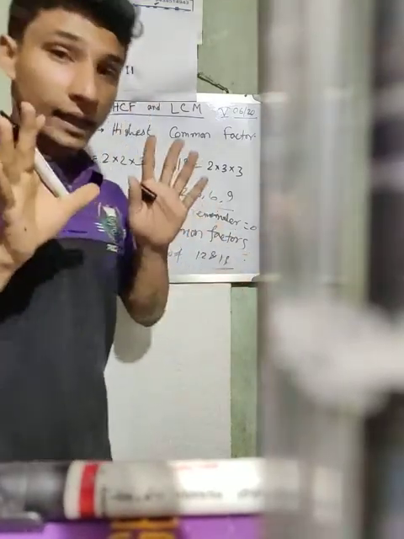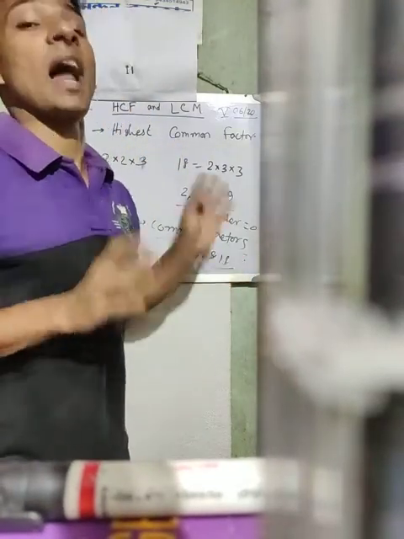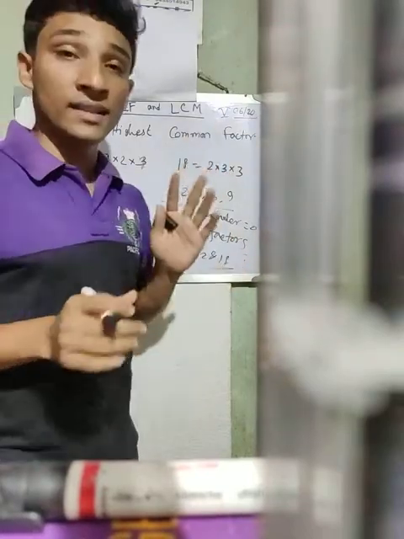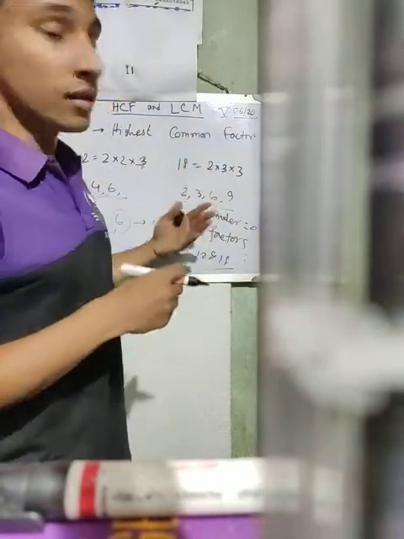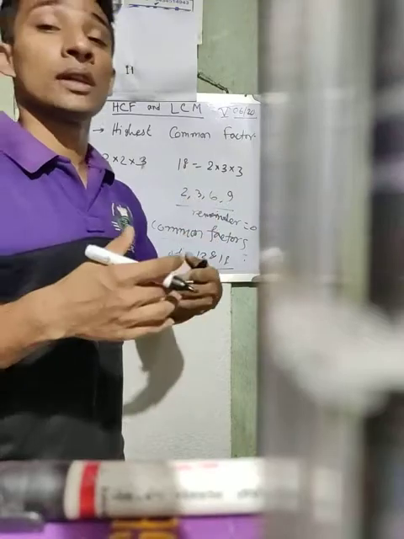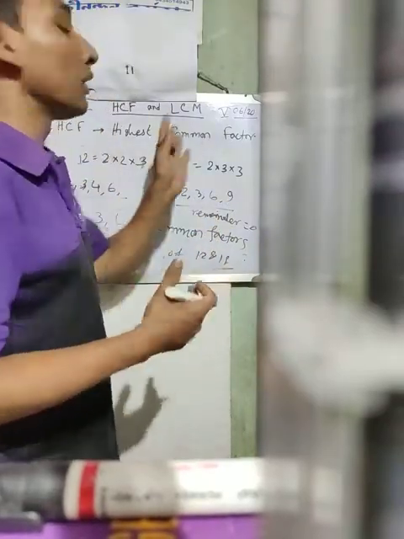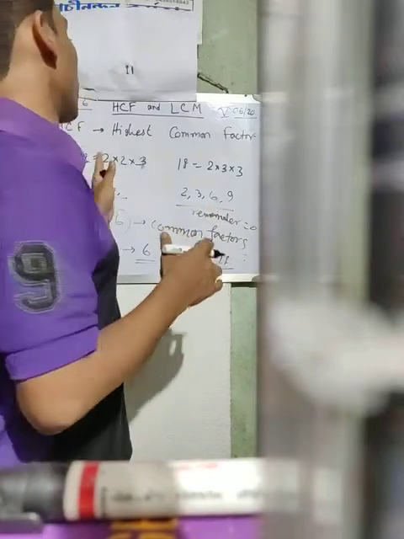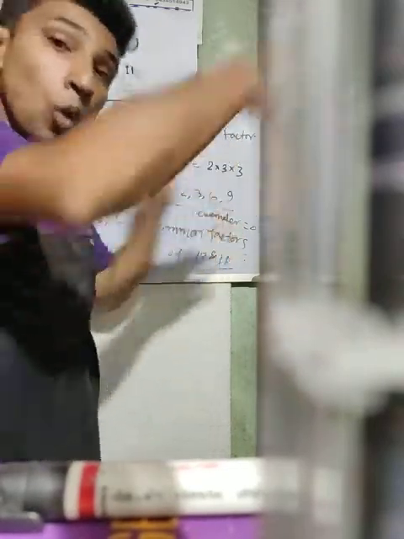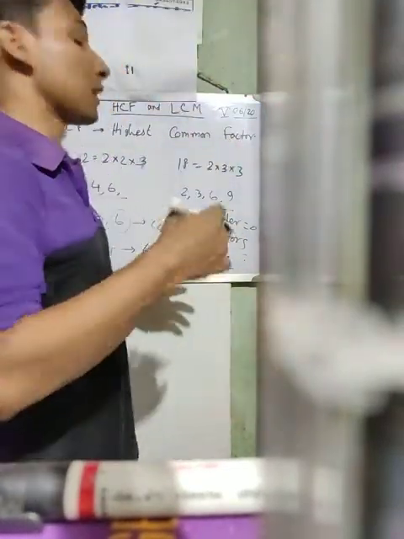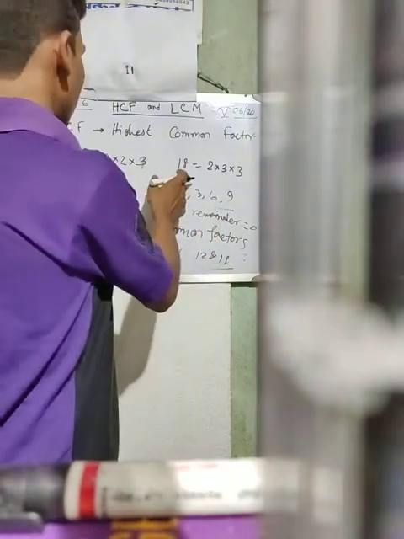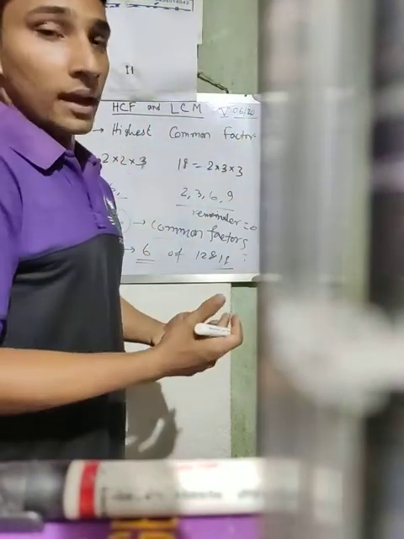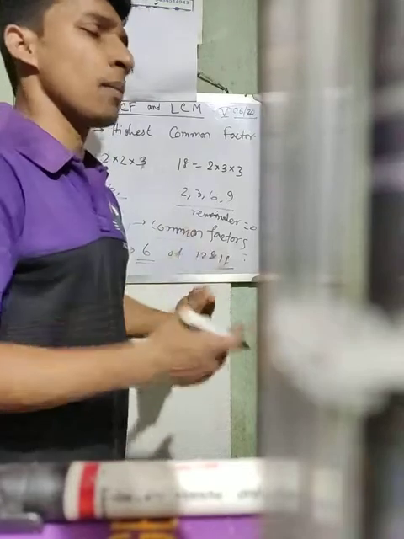So understand what HCF is. HCF means highest common factor. Factor means the number, the divisor, which can divide the numbers. Common means the divisor which can divide both numbers. It may be 3 numbers here; there can also be 4 numbers, 5 numbers, 6 numbers.